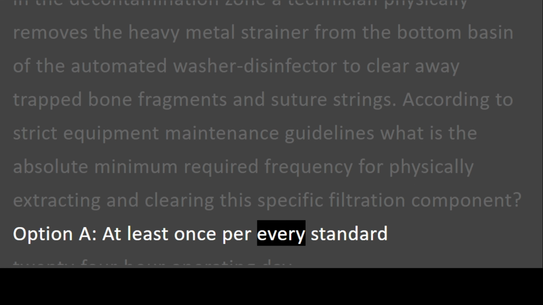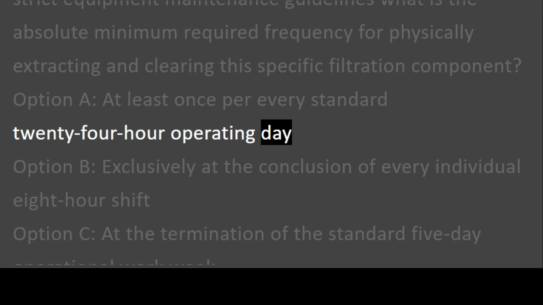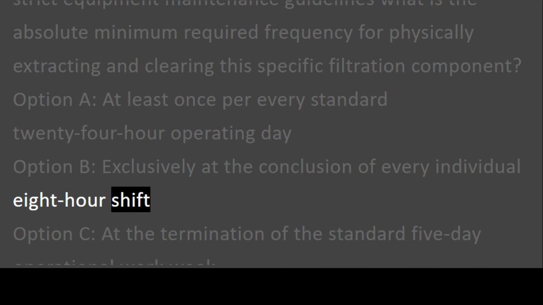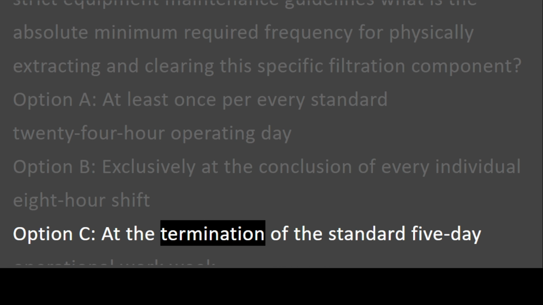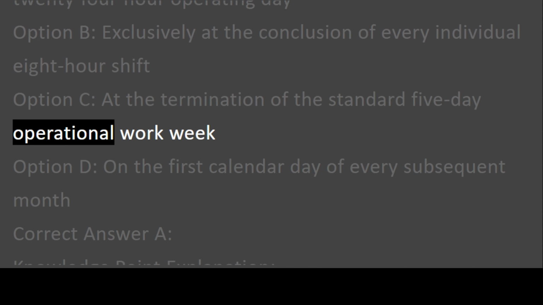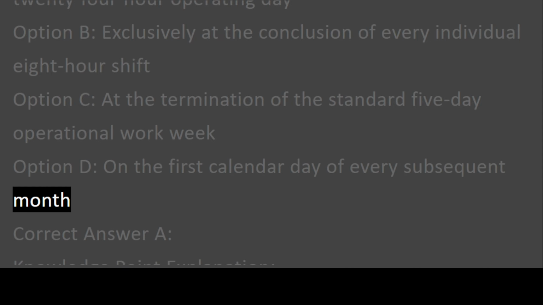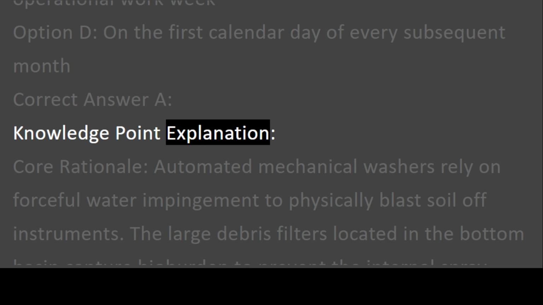Option A. At least once per every standard 24-hour operating day. Option B. Exclusively at the conclusion of every individual 8-hour shift. Option C. At the termination of the standard 5-day operational work week. Option D. On the first calendar day of every subsequent month. Correct answer A. Knowledge point explanation.